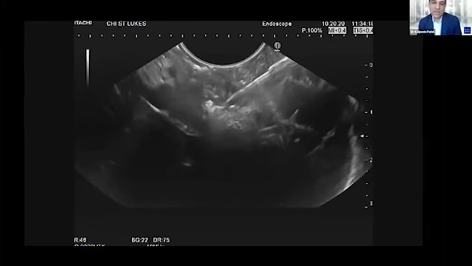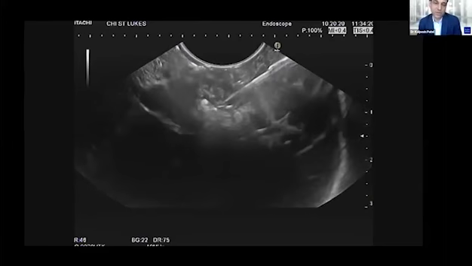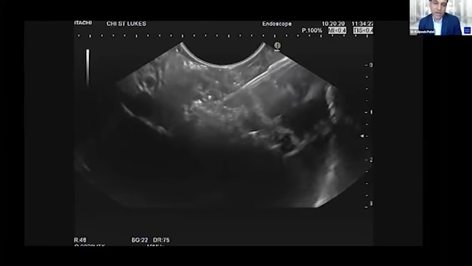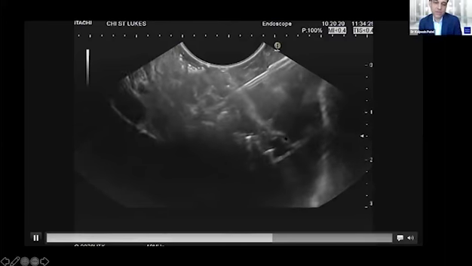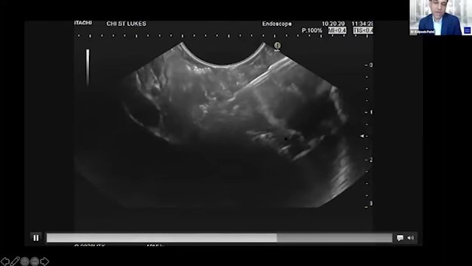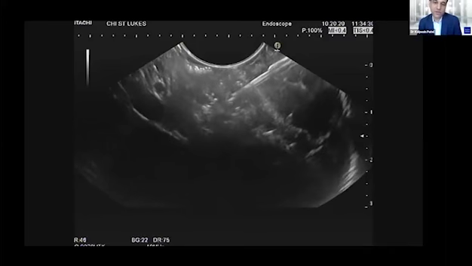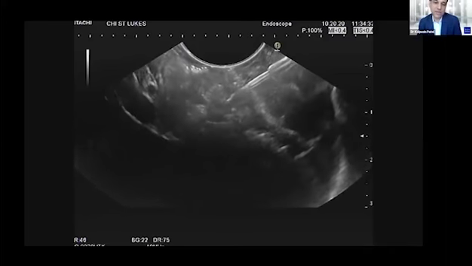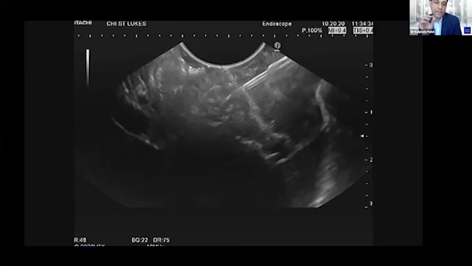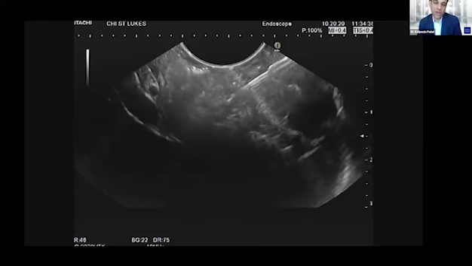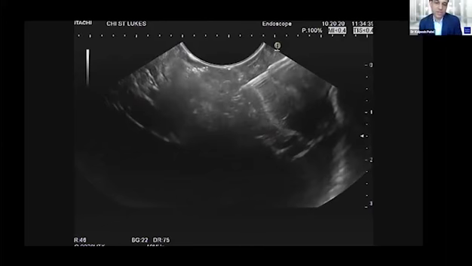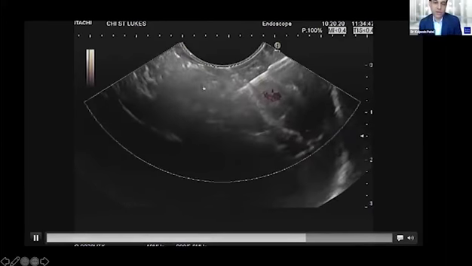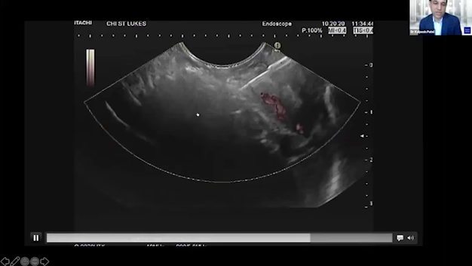And here you can begin to see it emerging from the needle. And then we slowly withdraw the needle. Here you can see it filling up. And we slowly withdraw the needle. We like to leave the needle through the track for just maybe 10, 15 seconds to allow the glue to solidify. And that also helps plug the hole as well. And then we remove everything. And here you can see with the Doppler that there's no more flow within the varix.